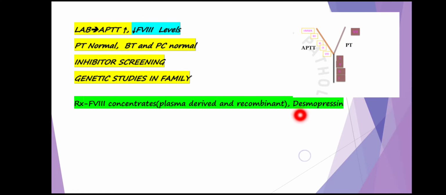And desmopressin is a chemical which causes the increased release of von Willebrand factor in the body. Now von Willebrand factor has an important role to increase the half-life of factor 8. So that will increase the levels of factor 8, especially in a mild disease.